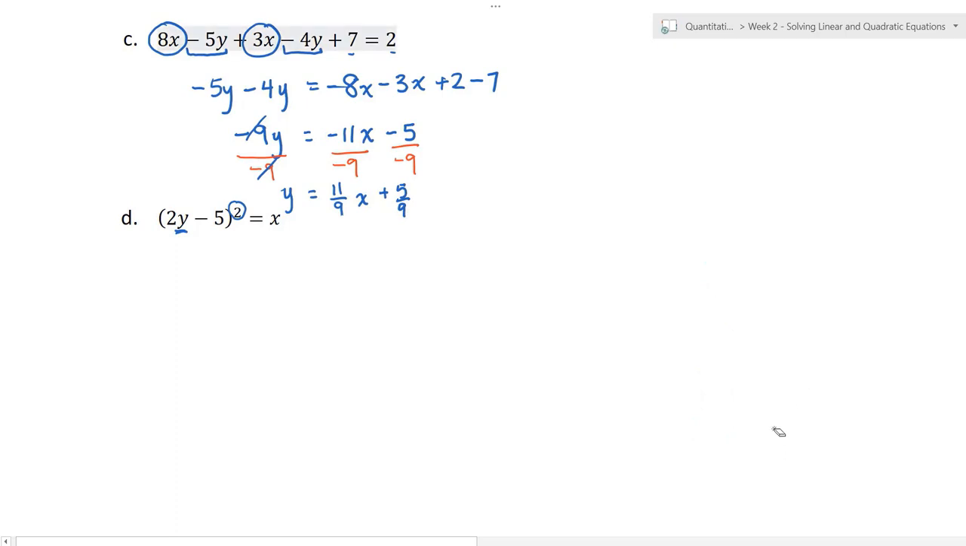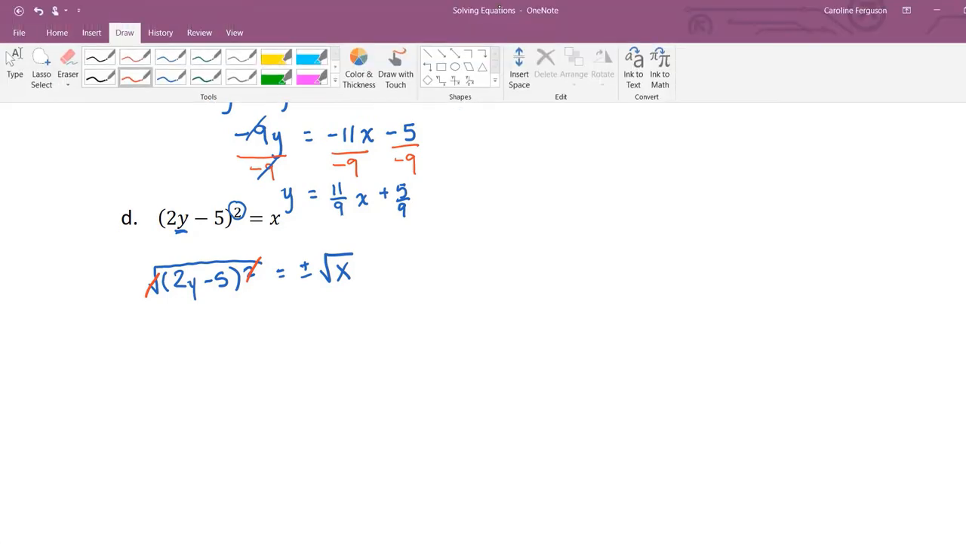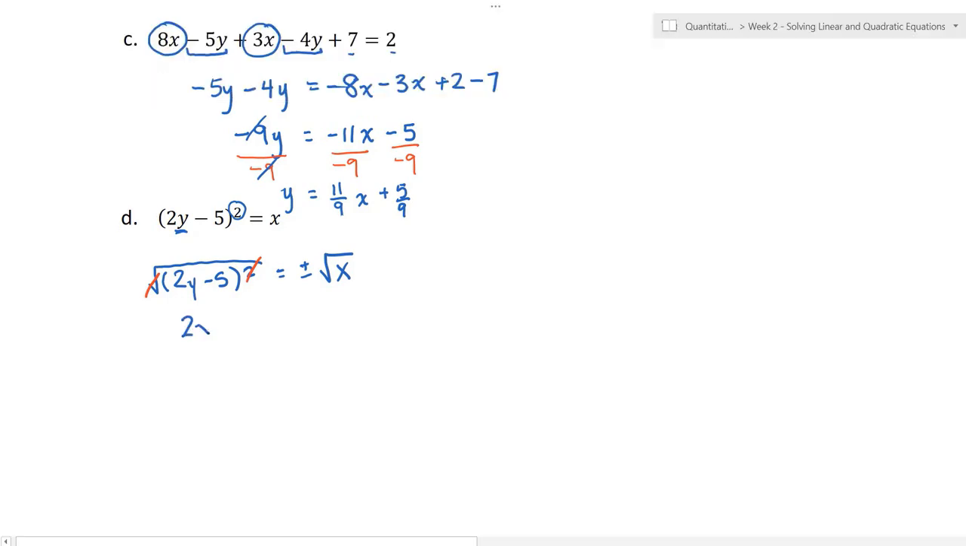Okay, so that's the first step here. The first thing we're going to do is square root both sides, but remember the plus or minus. So when I square root the left side, looks kind of messy, I'm going to square root the right side, but remember the plus or minus there. Now what happens on the left side? The squared and the square root cancel each other out. So I'm just left with what was inside the bracket. 2y minus 5 equals plus or minus root x.